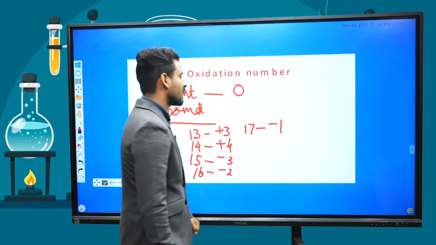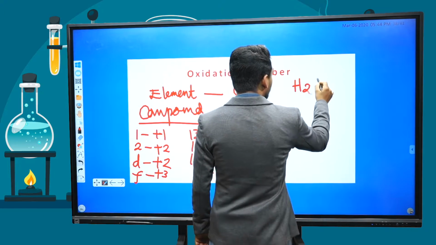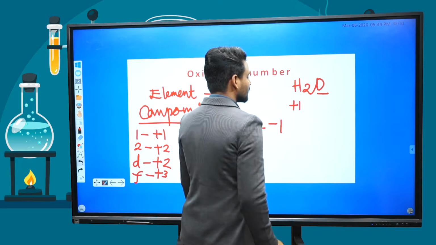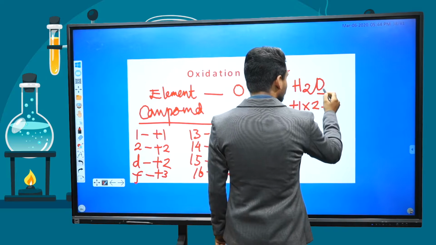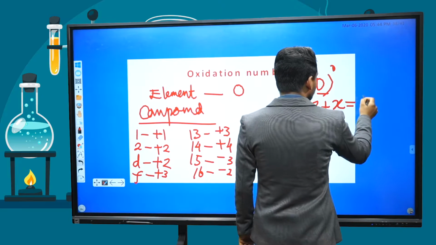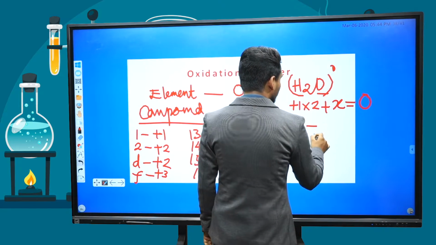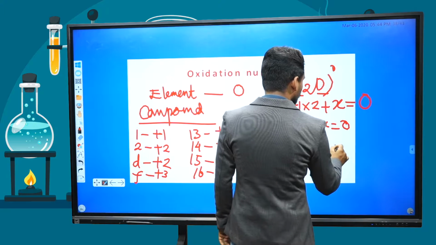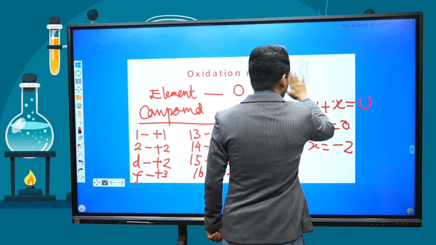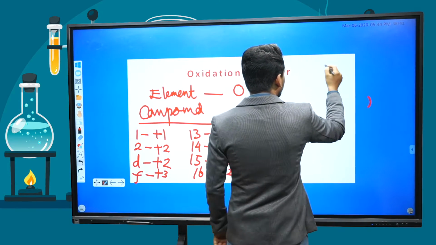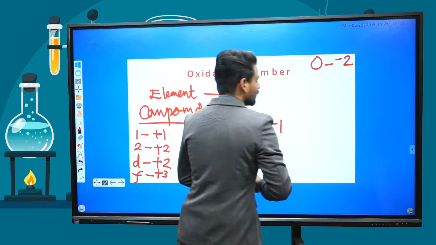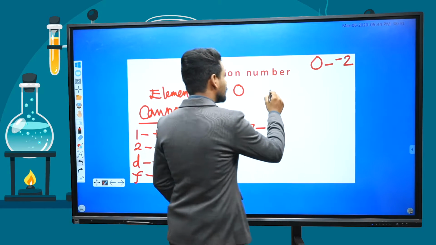So let us consider some examples. H2O, can you calculate the oxidation number of oxygen here? Yes, we know that hydrogen is +1 oxidation state, so 2 times +1 plus oxygen, considered as X, is equal to 0, because this is a neutral compound. So 2 plus X is equal to 0, X is equal to -2. What is the oxidation state of oxygen here? -2. Oxygen generally has -2 oxidation state because it is in the 16th group.